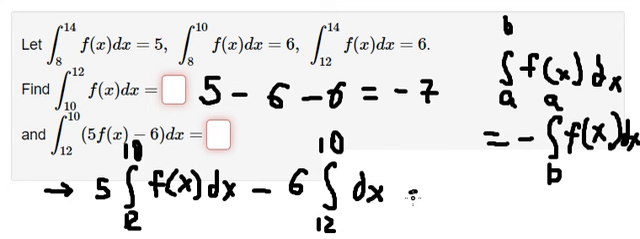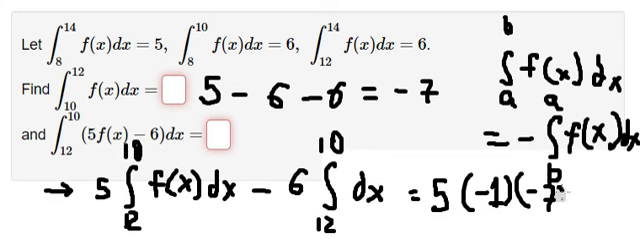And this one, we will have 5 multiplied by negative number 1. That's from the negative sign here, and we have negative number 7 in here, because we just change the bound from 12 to 10 into 10 to 12. That's why we have this one in here. This one we will have about s, and we put the bound from number 12 to number 10.